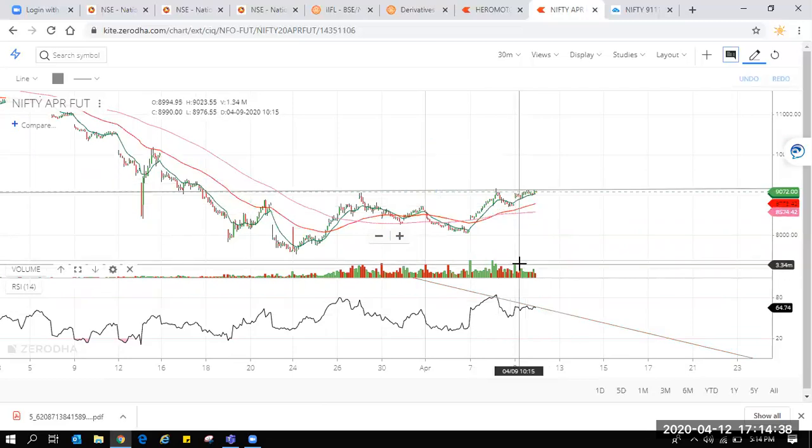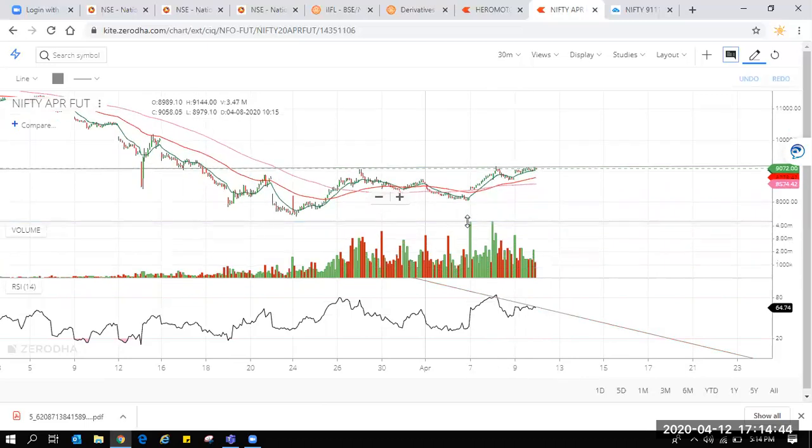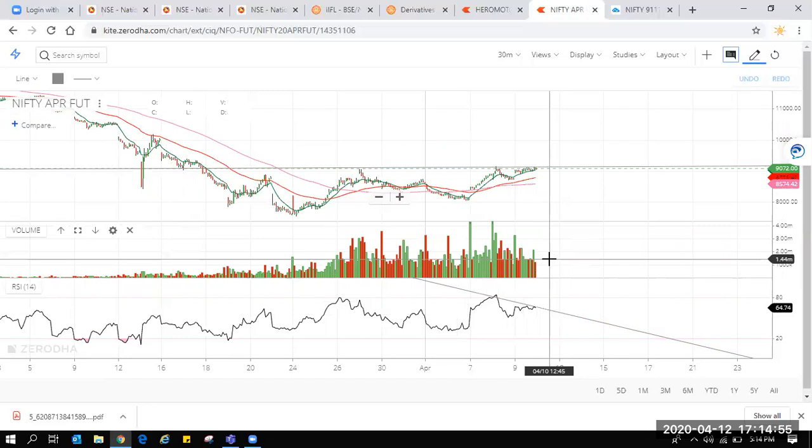Similarly, on the volume front, if you see there is a volume over here, the volume is declining. Here you can see it is declining, but your Nifty is increasing. There is a negative divergence on volume also. That means Nifty might not sustain at higher levels.